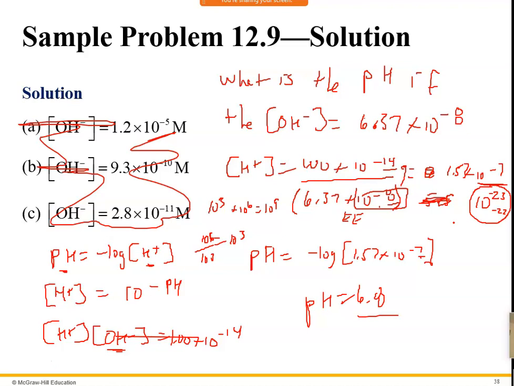Another way I can ask you is I give you the pH. I'll say that the pH is 4.7. What's the hydroxide concentration? So what you do is plug in the pH here, solve for the H plus concentration, plug H plus into here, and then solve for the hydroxide concentration. So that's how you can use two of these equations in one problem.